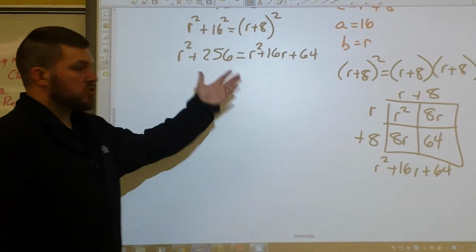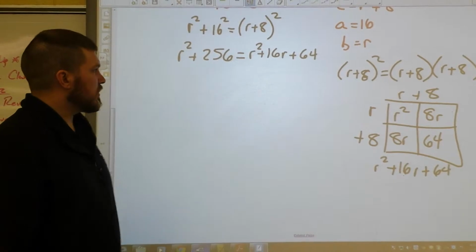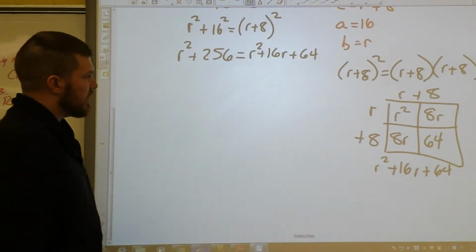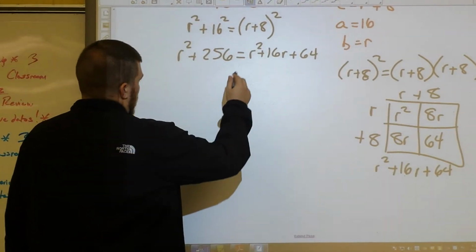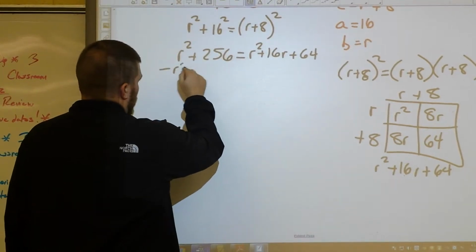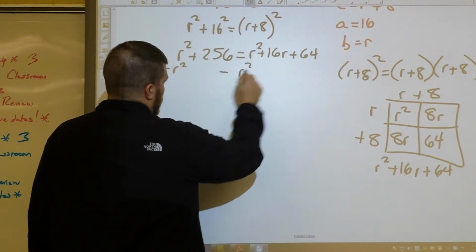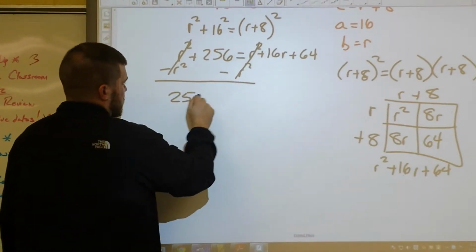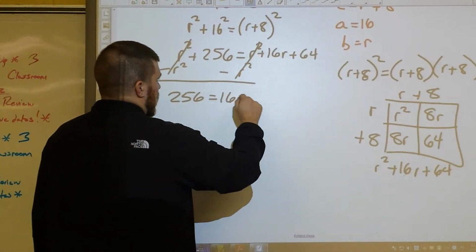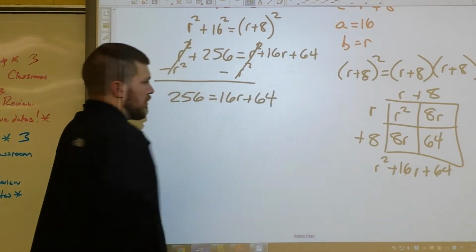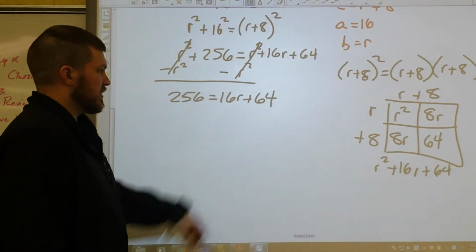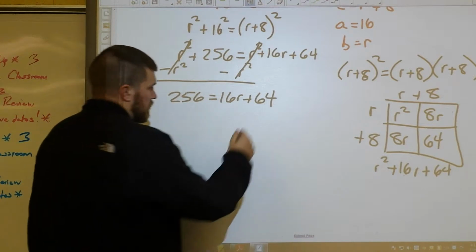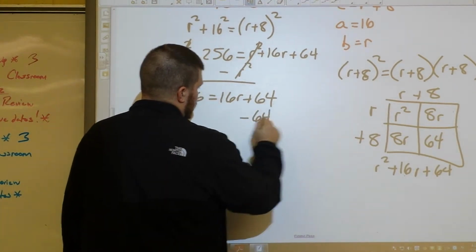Now, I have a quadratic, and in the last chapter we talked about solving quadratics, so I need to get everything on the same side. So I'm just going to say minus r squared, minus r squared. Cancel out, cancel out. So 256 is equal to 16r plus 64. Well, that was convenient. This is a lot easier now. So I'm going to subtract 64 because I want to get r by itself.